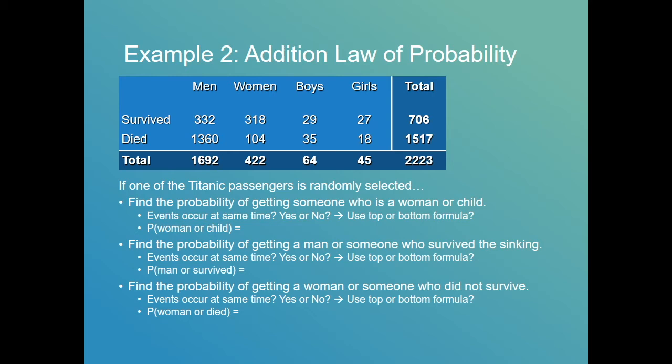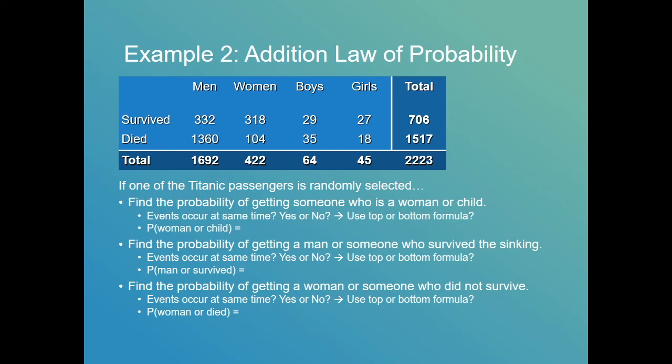This is another example using the addition law of probability, where we get into a little bit more thinking. So this is an example using Titanic passengers. There's men, women, boys, girls, and then the total is listed on the far right of the table. Then we have 2 rows that divide by those that survived the Titanic and those that died. And then at the very bottom is the totals for each of the columns of men, women, boys, and girls.